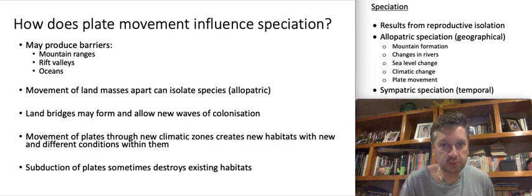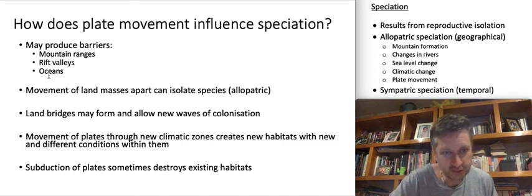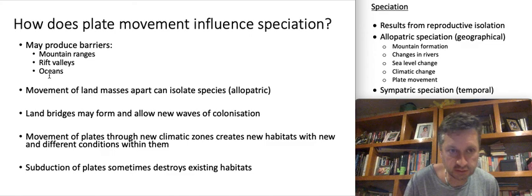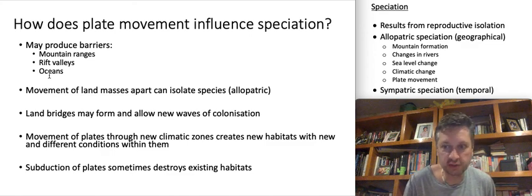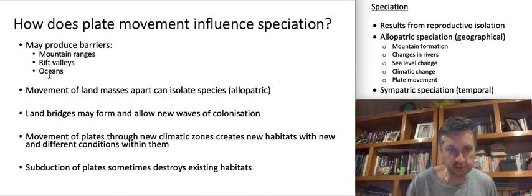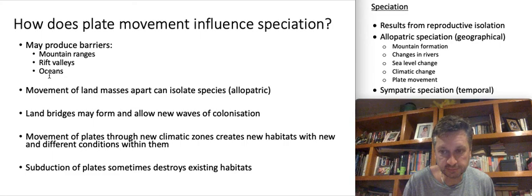Okay, and then finally, how does plate movement influence speciation? We've said this already. Plate movement is responsible for the formation of mountains, huge valleys, rift valleys that individuals are not able to cross in many cases, or even the formation of oceans. We see that as the Pangaea continent started to drift apart. They're all examples of allopatric speciation.